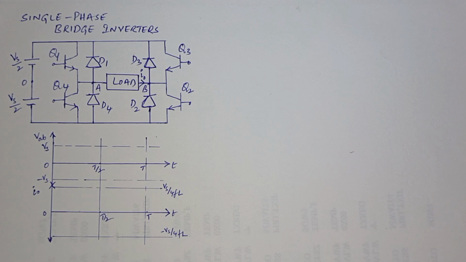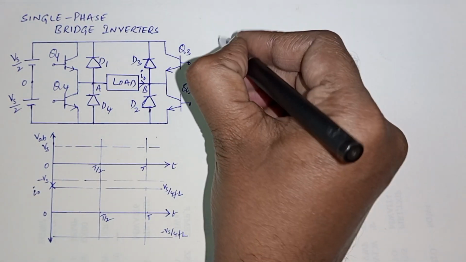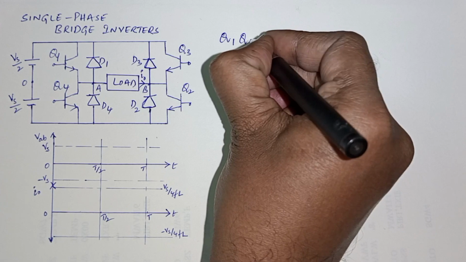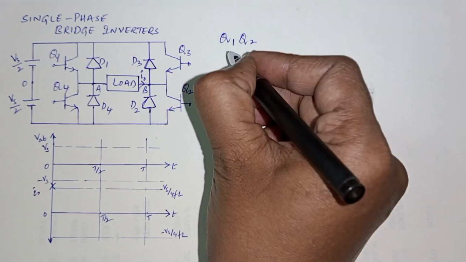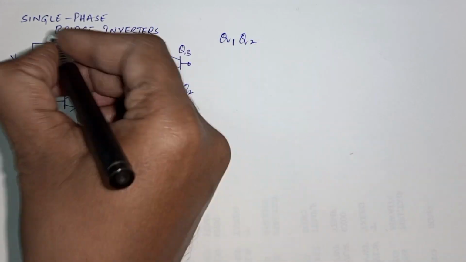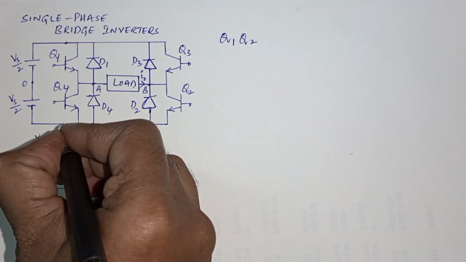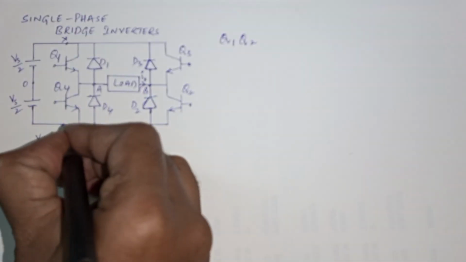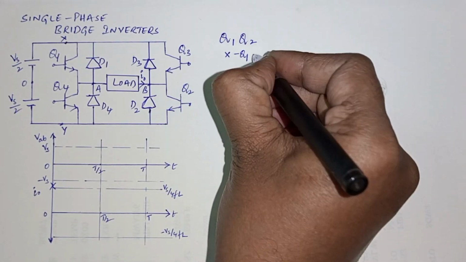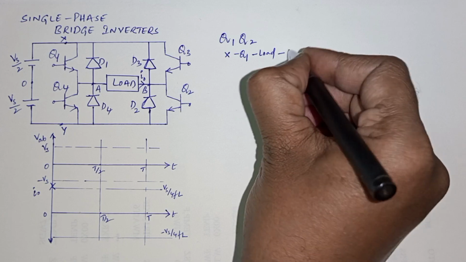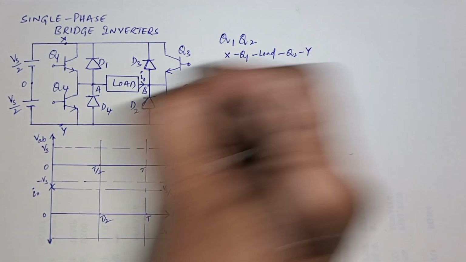A single phase bridge inverter is shown in the figure, consisting of 4 transistors and 4 feedback diodes. When Q1 and Q2 are turned on, input supply Vs is going to flow through the load. Let the points be X and Y. Then the path of the current will be X through Q1 to the load to Q2 to Y.